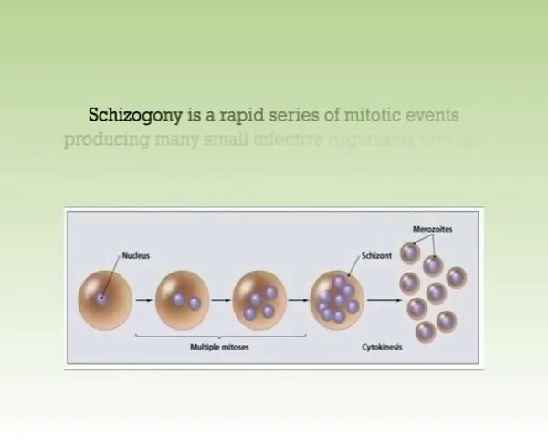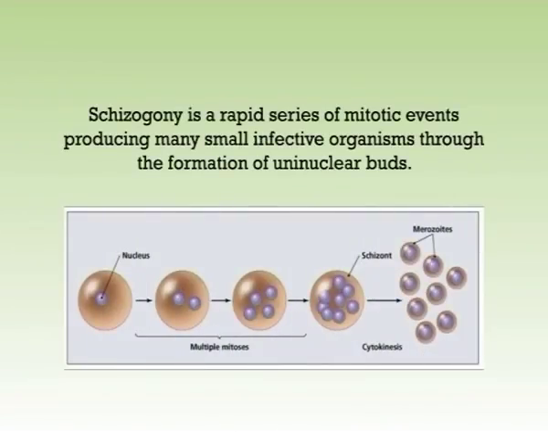Their life cycle has both asexual and sexual phases. At some point, an asexual reproduction that is known as schizogony occurs. So what is this schizogony? Schizogony is a rapid series of mitotic events producing many small infective organisms through the formation of uninuclear buds.